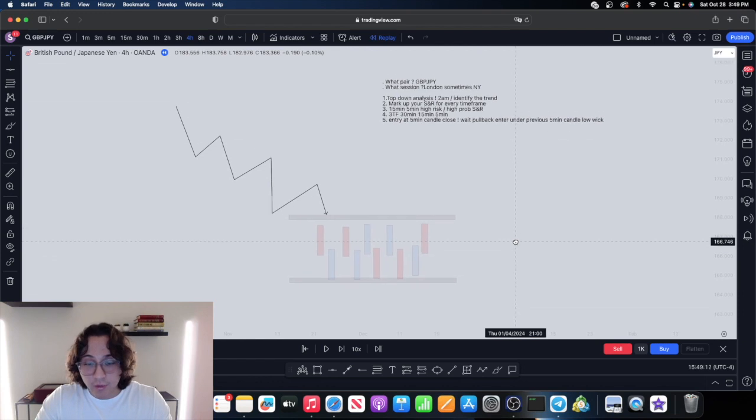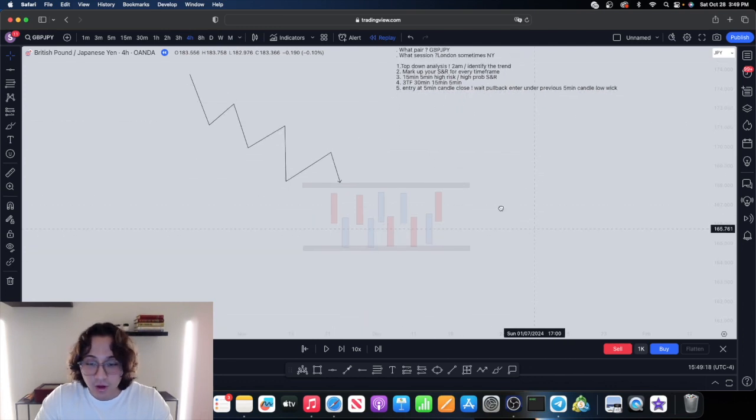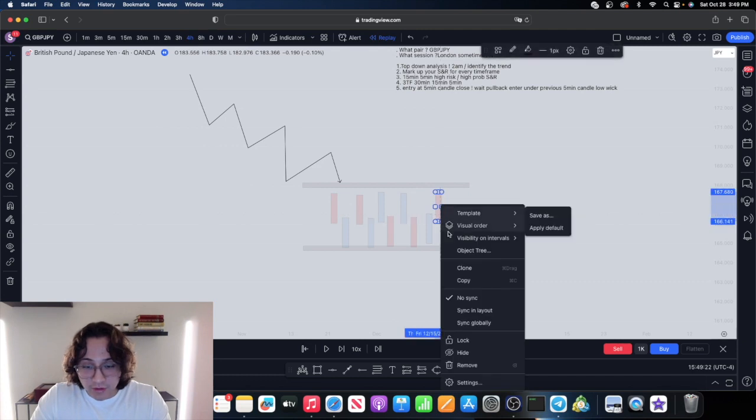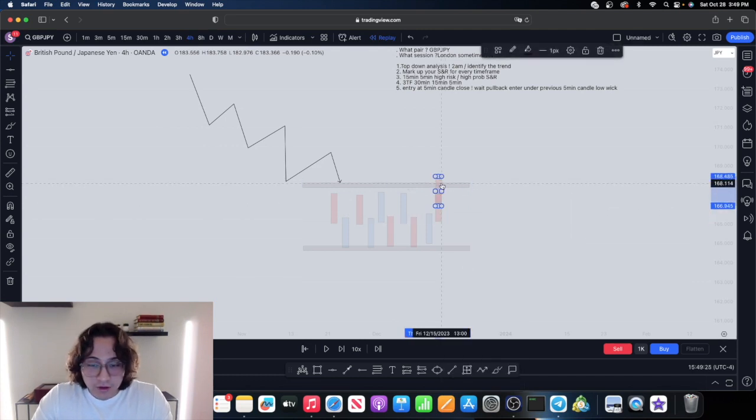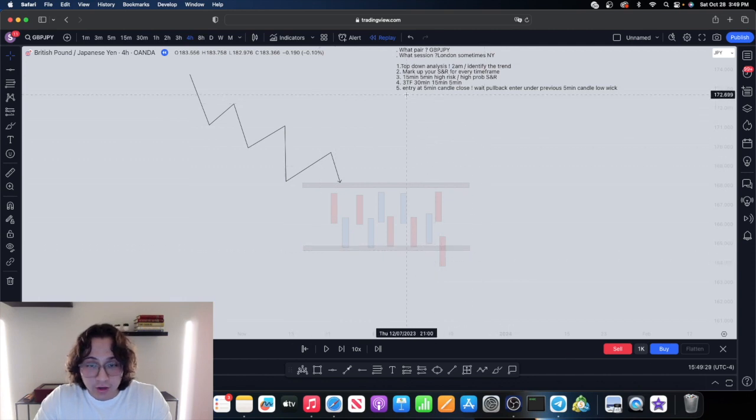So again, in the second part, I'm going to show you guys exactly how to mark up the support and resistance, how to mark up your high risk and high probability support and resistance, which also plays a big part of this part over here, right? So let's give you guys an example first. So for us to continue the trend, right, we need to see a candle closure under this area of support, right? So this over here is step 5. Wait for the 5-minute candle to close, right?